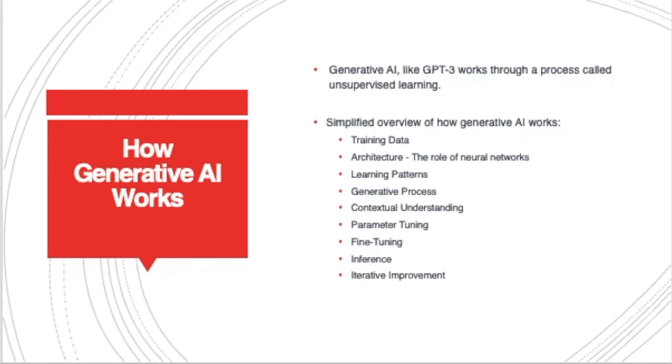Contextual understanding. One key strength of models like GPT-3 is their contextual understanding. They consider not just the immediately preceding words, but also the broader context of the entire input sequence. This allows them to generate coherent and contextually relevant responses. Parameter tuning. The model's performance is influenced by its parameters, which are essentially the internal settings that govern its behavior. For instance, larger models with more parameters have a better understanding of complex patterns, but may require more computational resources.